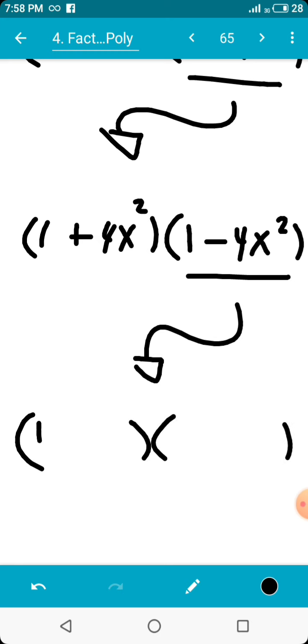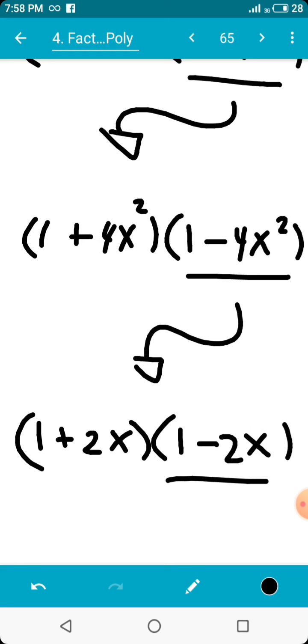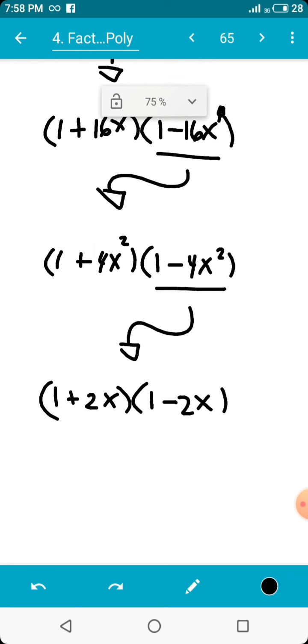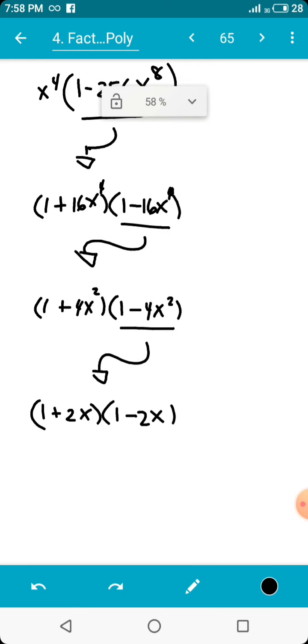So, square root ng 1 ay 1. Square root ng 4 ay 2. And then, square root ng x squared ay x. And then, isang addition, isang subtraction. So, ito, hindi na siya difference of 2 squares kasi hindi na siya perfect squares. Okay? So, ang final na factors ay, pagsasamahin lang natin sila actually.